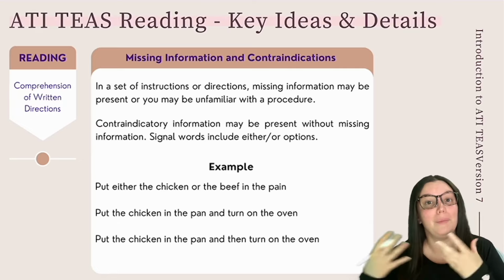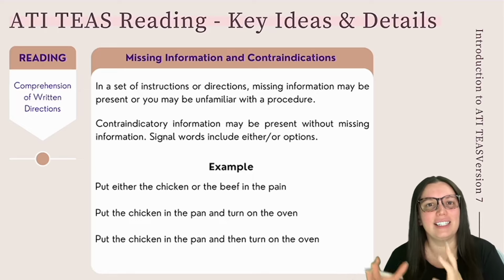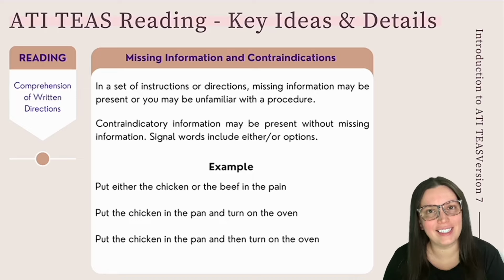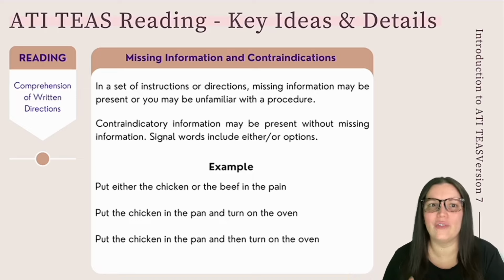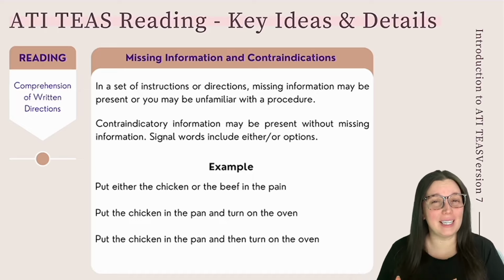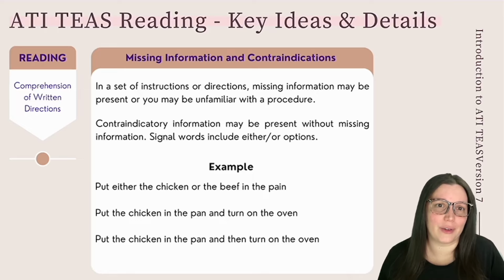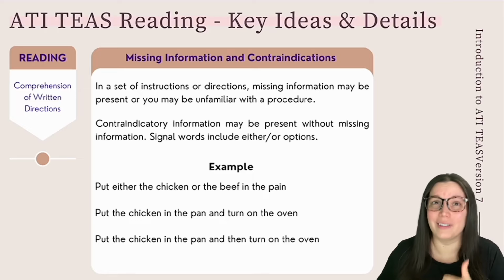Let's identify missing information and contraindications. In an ideal scenario, you will be provided a list of directions that include all of the performing tasks that are consistent as well as logical. Sometimes, however, you're given a set of instructions that might be missing information, or maybe you're unfamiliar with the procedure altogether. This missing information is either going to be implied or stated explicitly in the text.